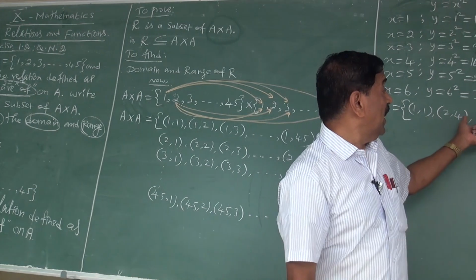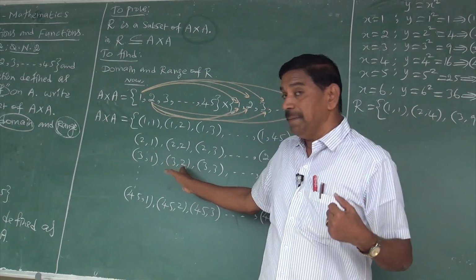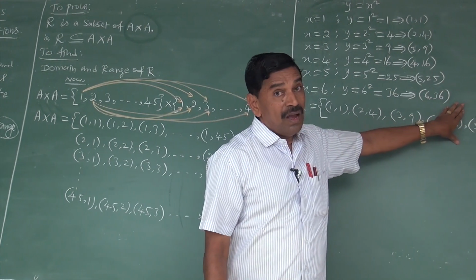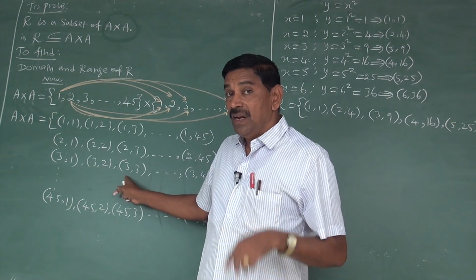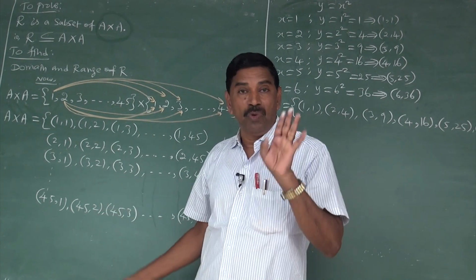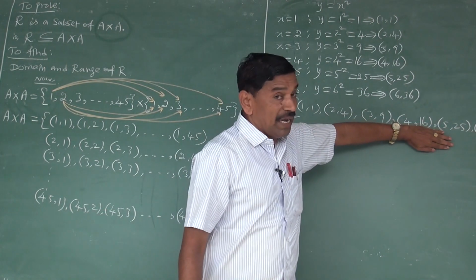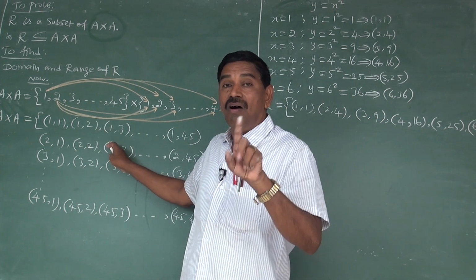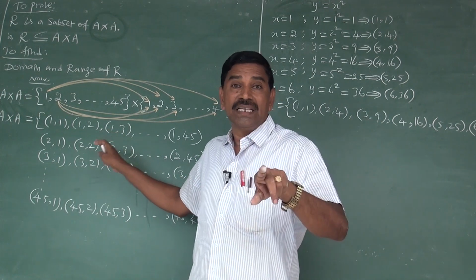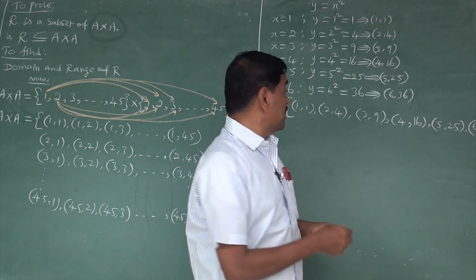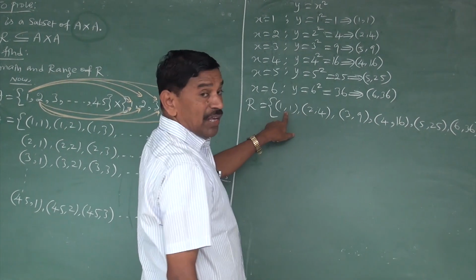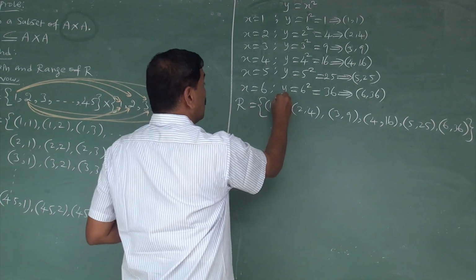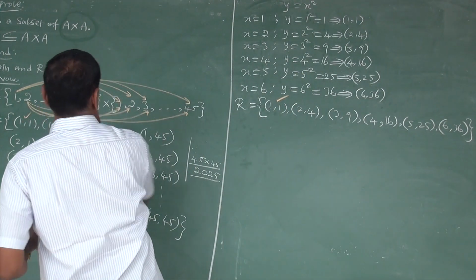Okay, to prove the relation R is a subset of A cross A, it is enough to prove all the elements in R are the elements of A cross A. Now by individual inspection we want to verify all the elements of the relation R are contained in A cross A, then only R is said to be a relation from A to A. Okay, by individual inspection, first consider 1 comma 1. Can you tell me whether 1 comma 1 belongs to A cross A? Yes, 1 comma 1.